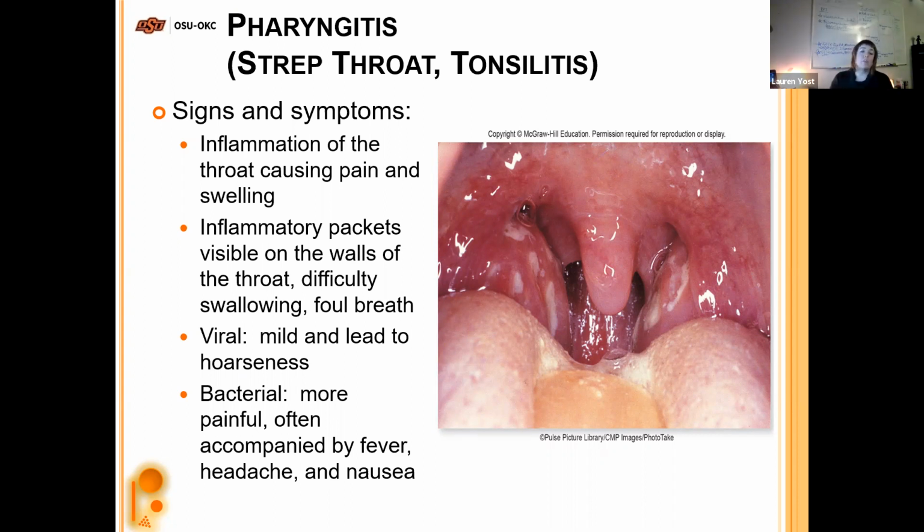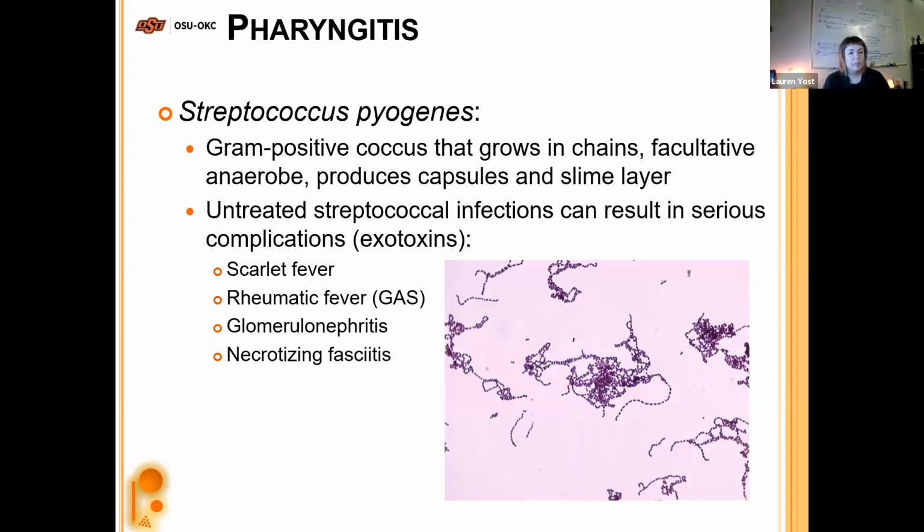Viral versions of the pharyngitis infections can just be mild and cause hoarseness in the throat, whereas the bacterial ones are usually more painful and accompanied by fever, headache, and nausea. That includes strep throat, which is caused by Streptococcus pyogenes. We have talked about it previously. It can be particularly nasty in some cases. It is a gram-positive coccus that grows in chains. It is a facultative anaerobe. It produces capsules and a slime layer, so a lot of virulence factors there. It also makes exotoxins, and more virulence factors that can be associated with pathogenic symptoms.